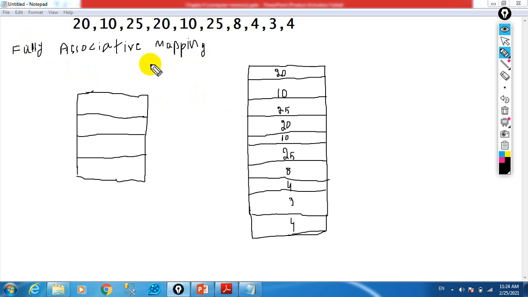Fully associative mapping technique I will use here. So in case of fully associative, you can copy the data to any line, there is no problem. For example, this is line 0, this is line 1, line 2, line 3, and here we have 20, 10, 25. Okay. Next again we have 20.